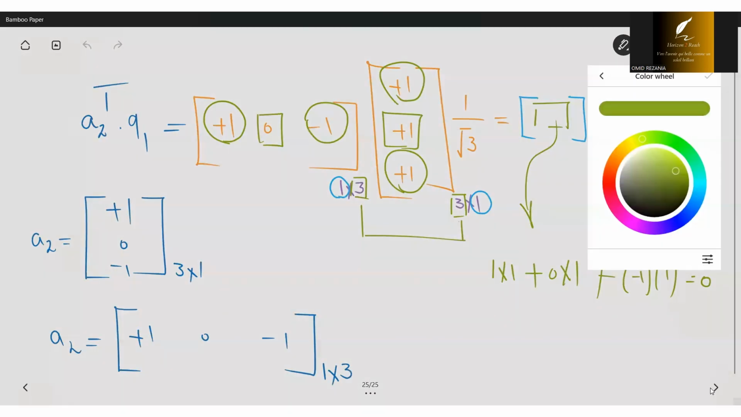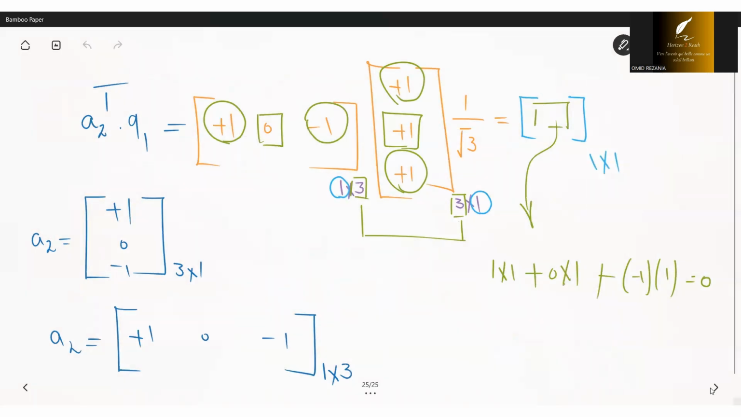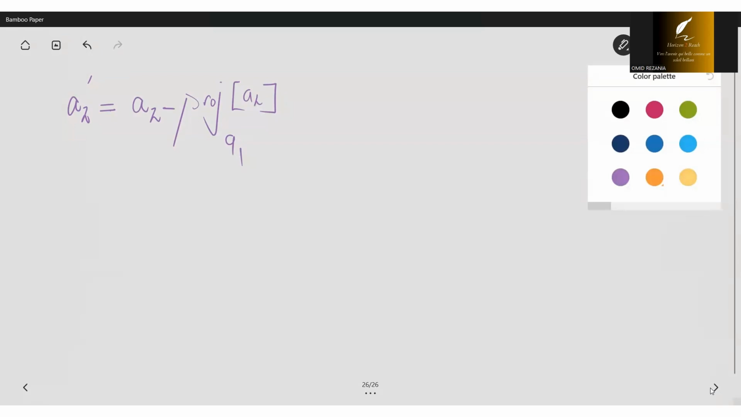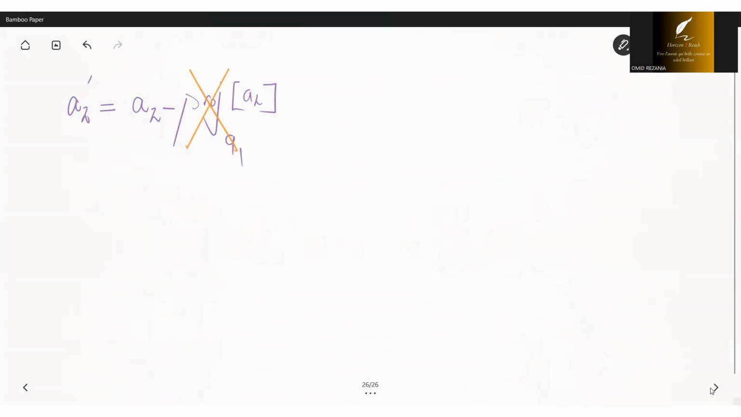Then the thing which I'm just going to do is this. Instead of writing A2 prime, remember we said that A2 prime becomes A2 itself, which is the second vector from the second column of the given matrix, minus the projection of A2 along Q1. You saw that this part just went to 0. Then the only thing that we had is the initial A2.